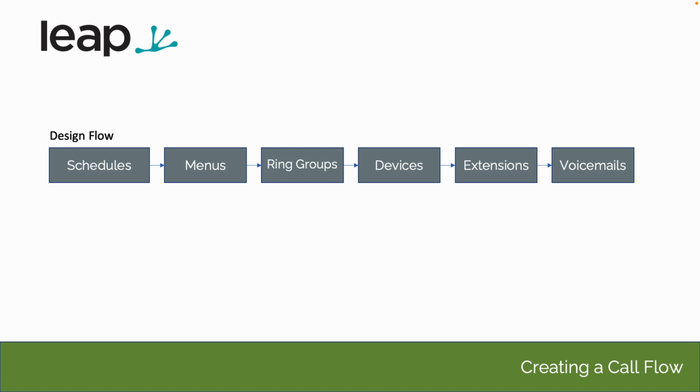Then we need menus. Press 1 for sales, 2 for support, 3 for maybe our hours of operation. The ring groups, the sales group, the support group, who's all going to get these calls that they go to. The devices, that's the physical phones that are implemented, the extensions, that's the people that are in the system, and voicemails. So we have all these different things that go together to form the phone system.